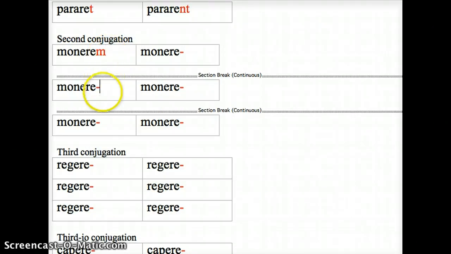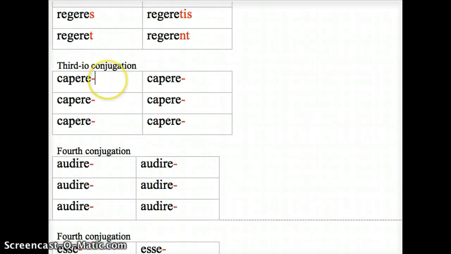Here I go. Monerem, moneres, moneret, moneremus, moneretis, monerent. Okay. Now for the third conjugation, same way, regerem, regeres, regeret, regeremus, regeretis, regerent. Third IO and fourth, go for it. Here I go. Caperem, caperes, caperet, caperemus, caperetis, caperent. Okay, and the fourth, audirem, audires, audiret, audiremus, audiretis, audirent. So this is the imperfect subjunctive here.